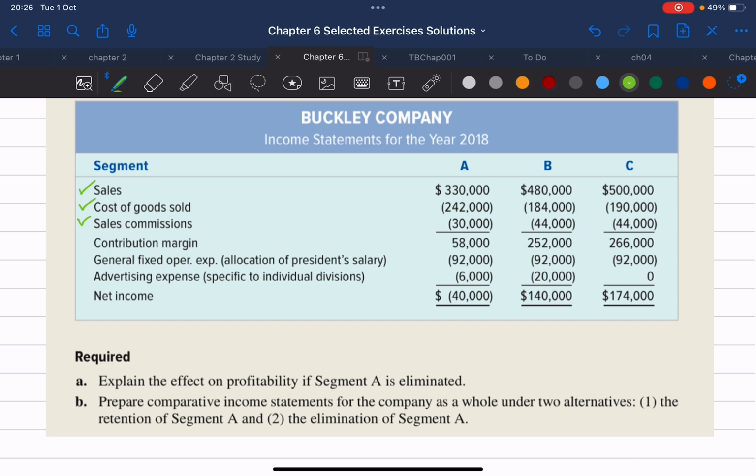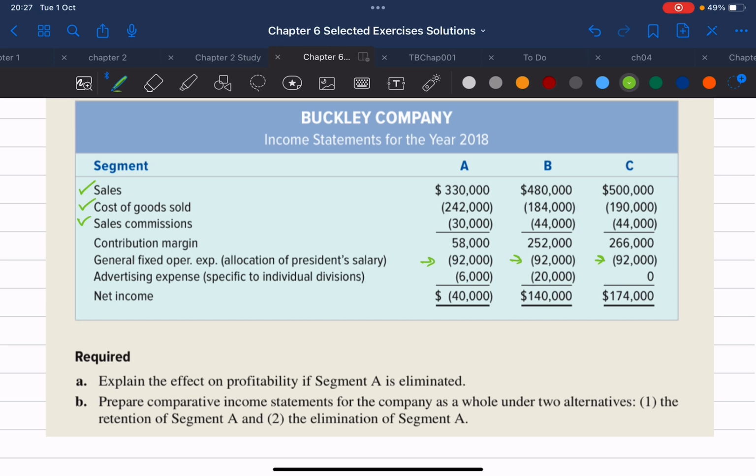And then we'll go to the interesting part, general fixed operational expenses. And as I said, it says allocation of president's salary. So this is basically the president's salary split into the three segments. So the 92,000 is not actually the whole amount of the president's salary. The president's salary is 92,000 multiplied by 3.